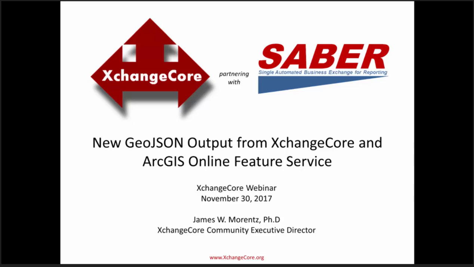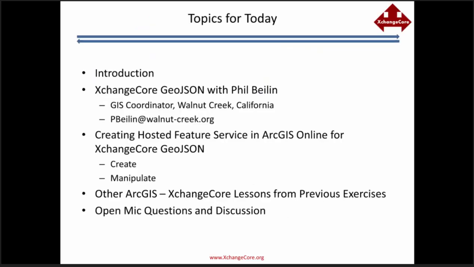One of the things that we've done over the last little bit of time is to implement a GeoJSON output from XchangeCore. And if we could go to the topic slide. One of the things that GeoJSON does is allow a lot more flexibility. It is a standard of the Open Geospatial Consortium and of other international standards organizations. And it provides a rich way to concisely explain and provide data.